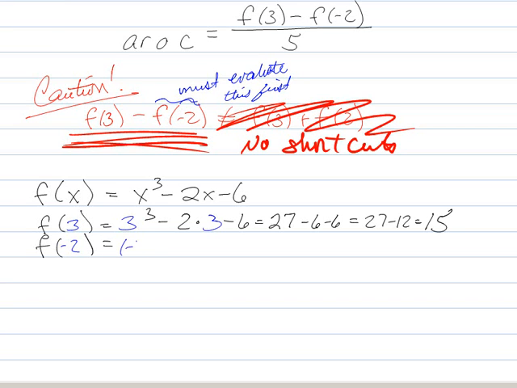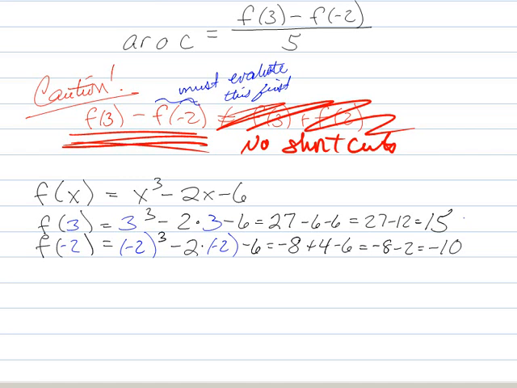All right, now we're going to be careful and use our parentheses so we don't do something goofy. Negative 2. We got negative 2 cubed is negative 8. Good job. Plus 4 minus 6. So we got negative 8 minus 2, negative 10. All right.